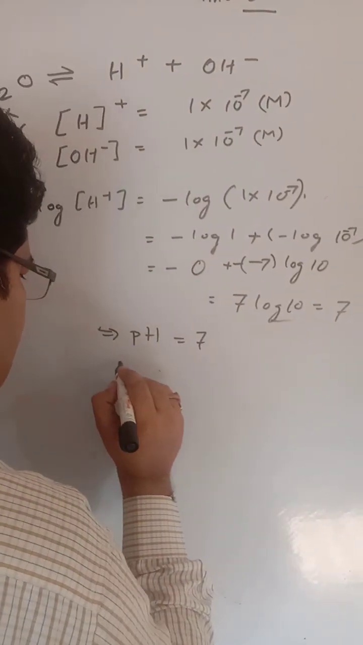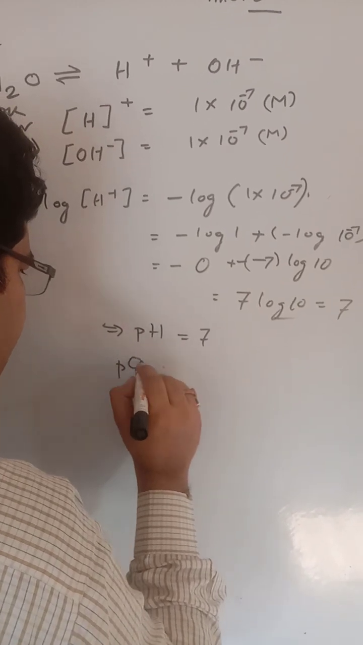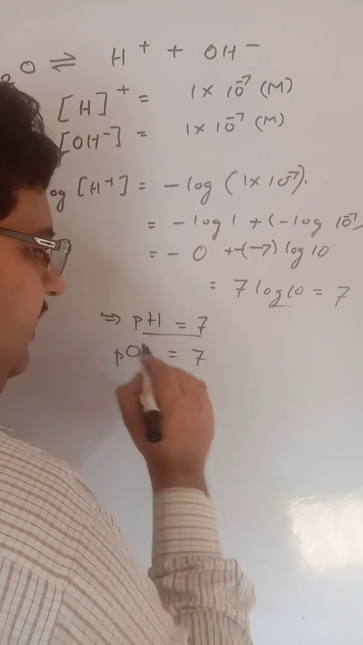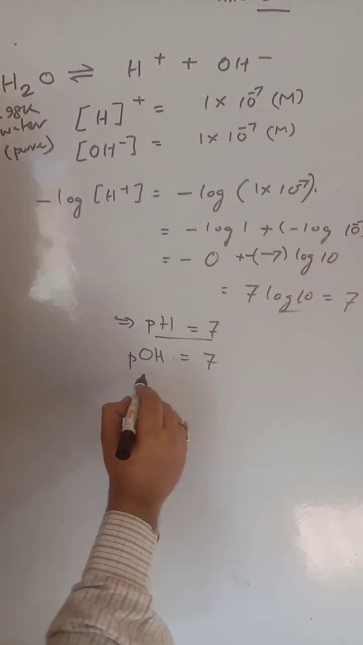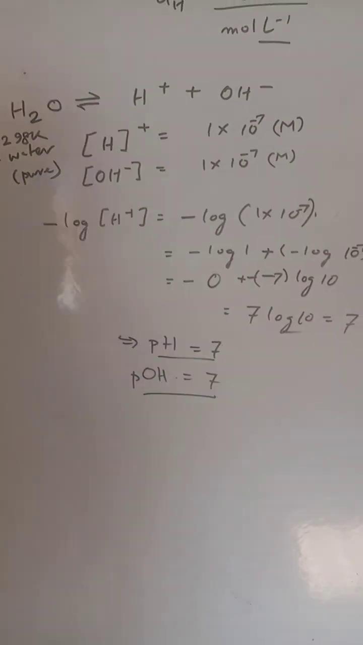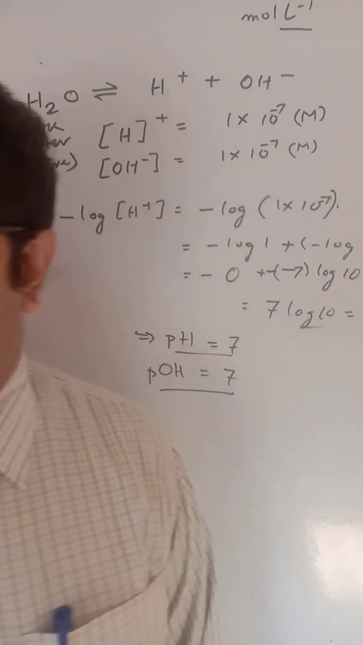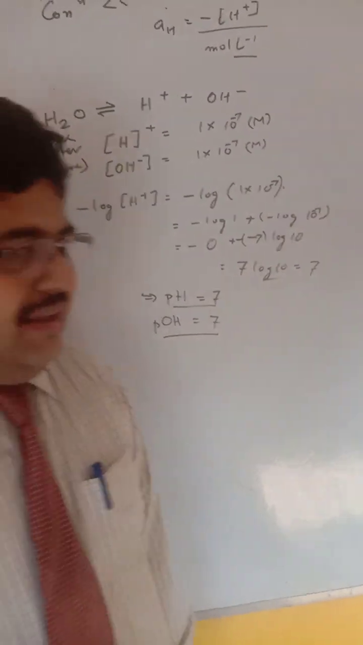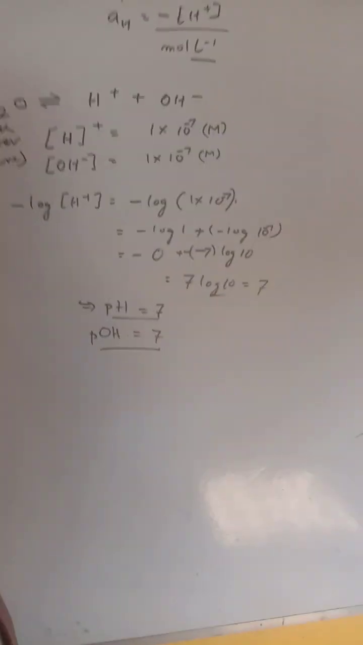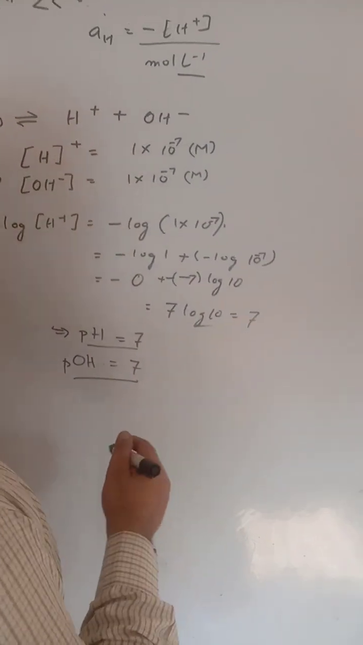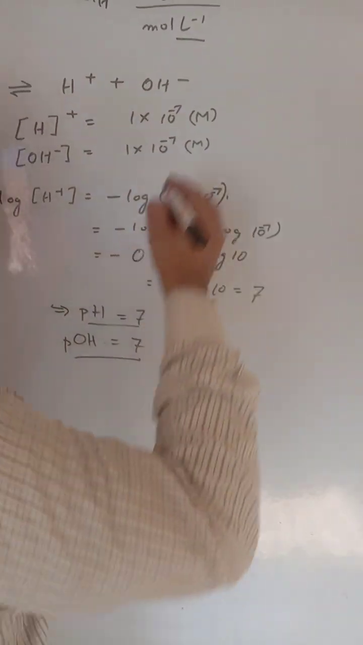In the same way, if you calculate, you will find pOH is also 7. This is a scale to measure the H plus, and this is a scale to measure the OH minus. Now this pOH scale we don't use these days. A question may come, why? We don't use it because not all bases, but only some alkalis can release the hydroxide ion. So it is applicable only to those, so the range is very, very less.